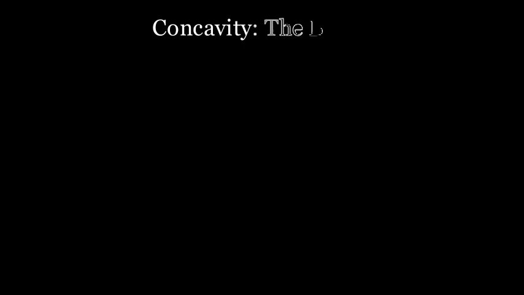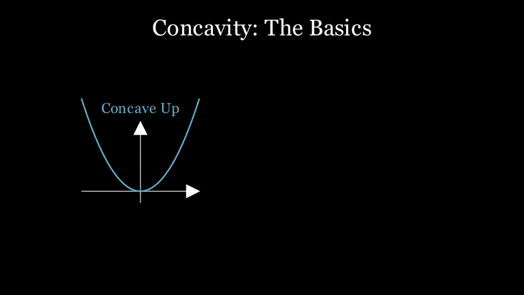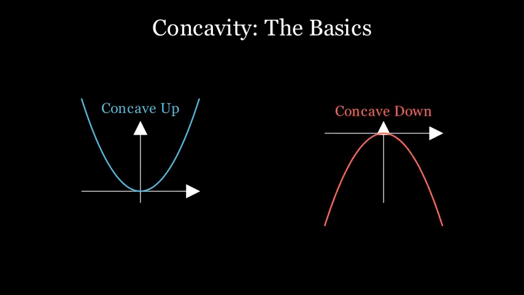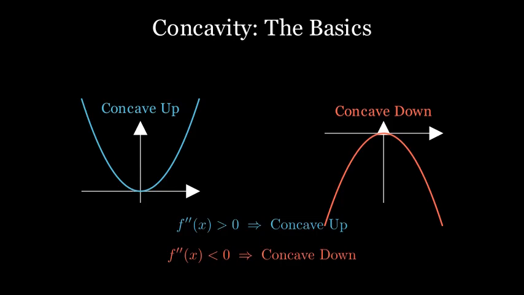Let's start with what concavity actually means before we test for it. A graph is concave up when its slope is increasing, so the curve bends upward like a cup. A graph is concave down when its slope is decreasing, so the curve bends downward like a frown. The sign of the second derivative tells us which one we're looking at. Positive means concave up, negative means concave down.